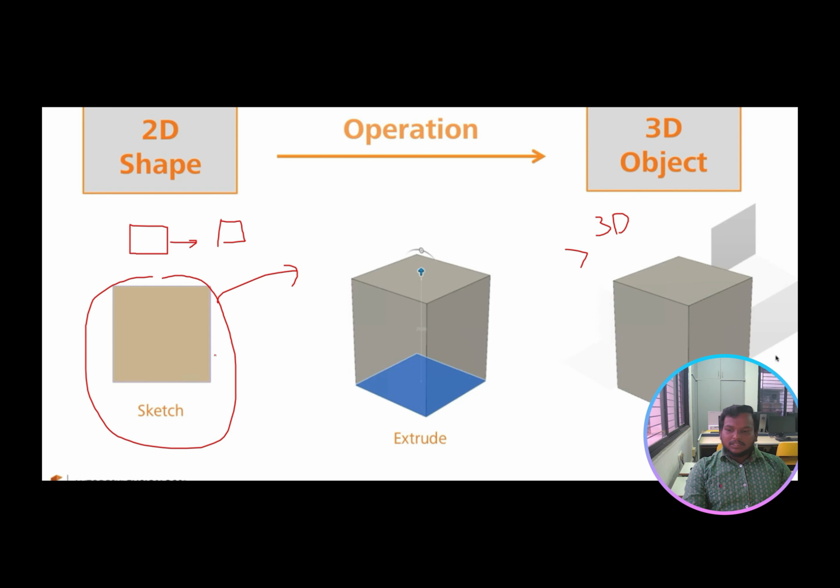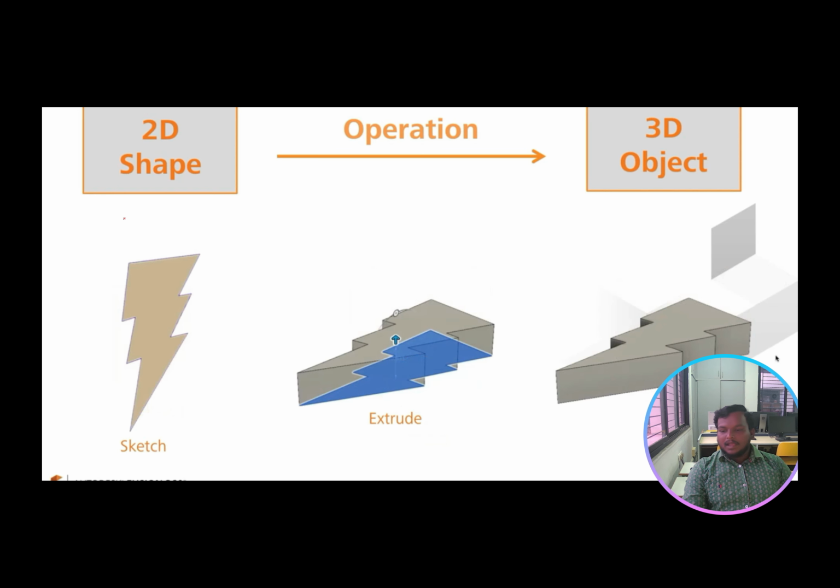So this is a plane, which means X and Y. I give the Z in the extrude operation. So this is X, Y, and Z. Like that, this one also: this is the X and Y, and in the extrude operation I give the Z. This is Z, X, and Y.